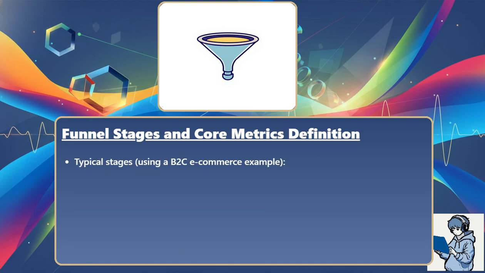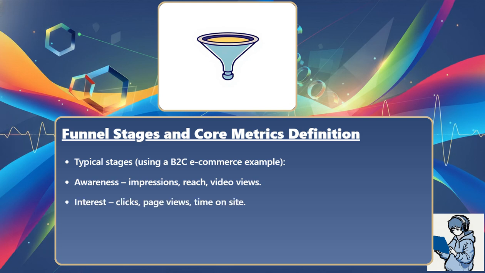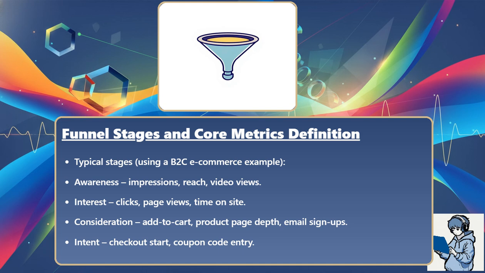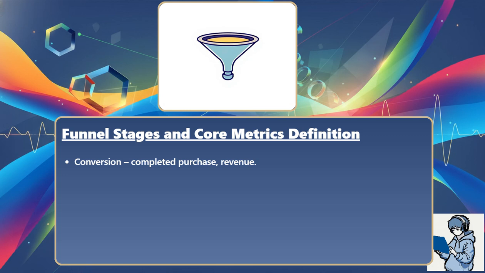Typical stages using a B2C e-commerce example. Awareness: impressions, reach, video views. Interest: clicks, page views, time on site. Consideration: add to cart, product page depth, email sign-ups. Intent: checkout start, coupon code entry. Conversion: completed purchase, revenue. Post-purchase: repeat purchase, referrals.